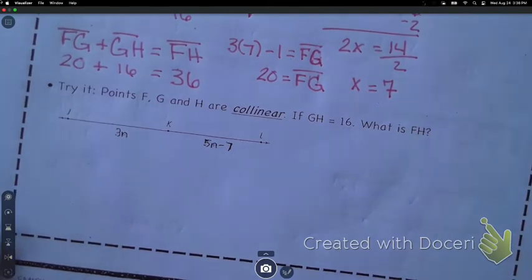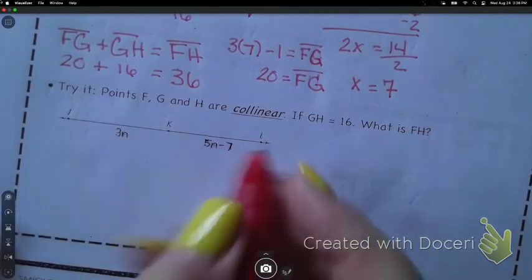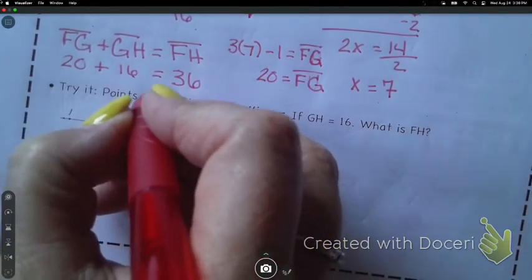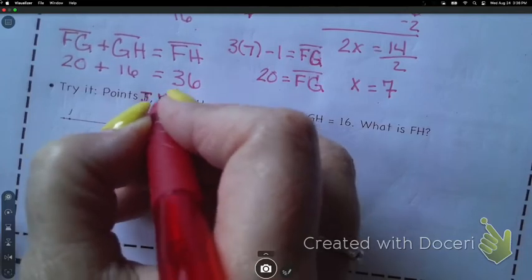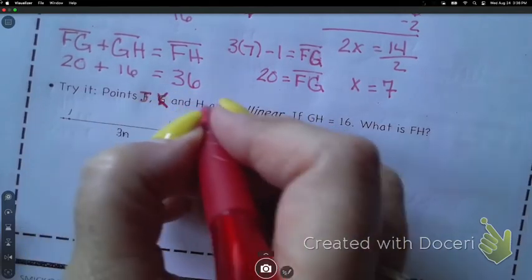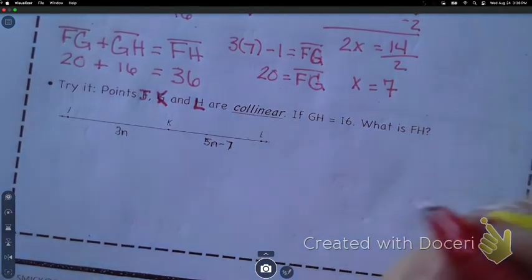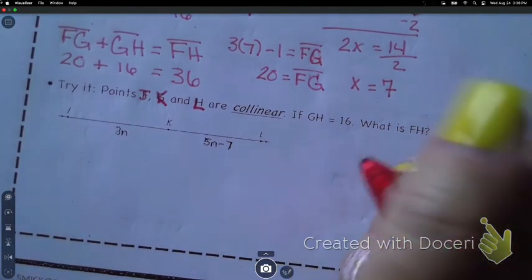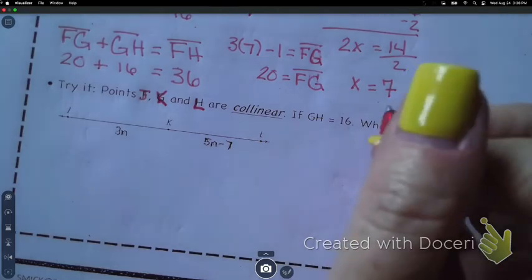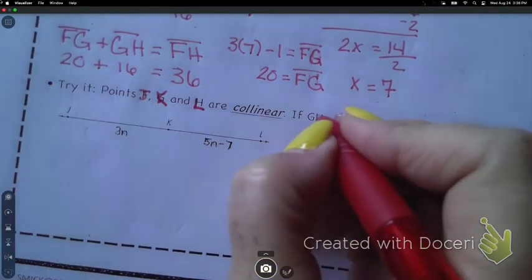Oh, and that should not be, this should be JKL. I found a typo. I don't know why these are such crappy copies. They should be better. I think the copier hasn't been working right.